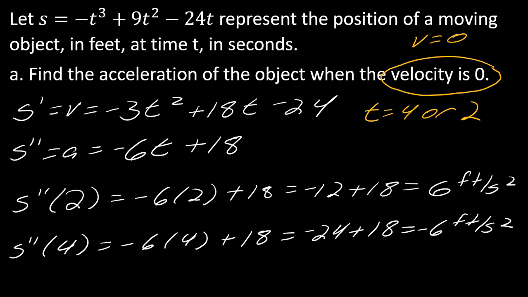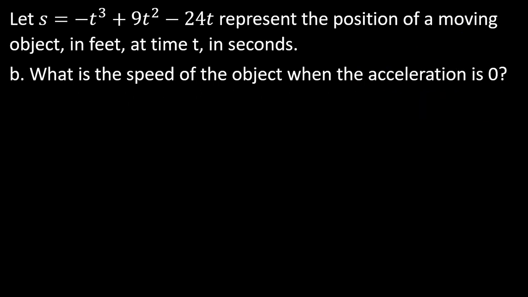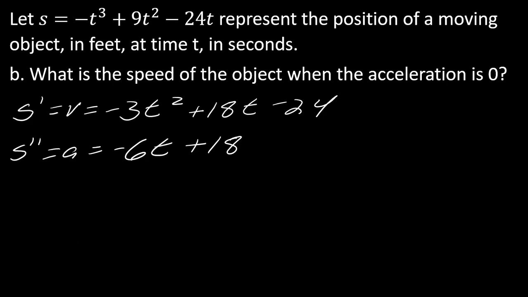I don't want to forget these equations, so I'll bring them back in a moment. Let's just go to the next question here. What is the speed of the object when the acceleration is 0? So I actually need to bring in the two derivatives I just found. Boom, there we go. And so now, what is the speed of the object when the acceleration is 0?